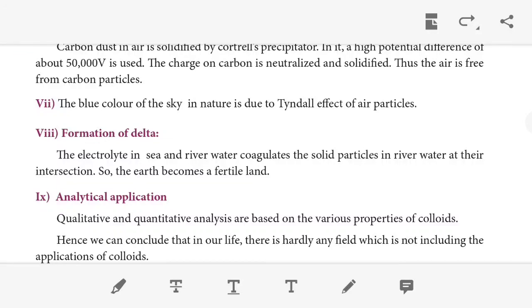Then the last one, analytical applications. Qualitative and quantitative analysis are based on the various properties of colloids. So these are the applications of colloids.